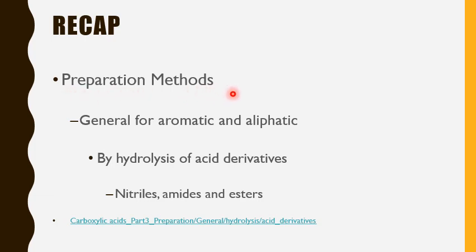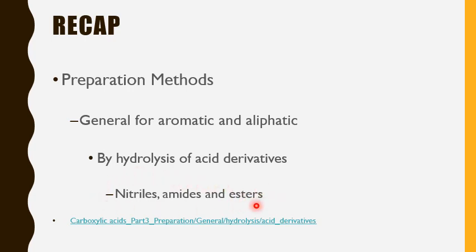the preparation methods for carboxylic acids, and within that we have specifically seen the general method of preparation for aromatic and aliphatic, which includes the hydrolysis of acid derivatives. As we have seen, the acid derivatives include nitriles, amides and esters. Nitriles have the functional group CN, cyano, and are also called cyanides, and amides have CONH2, and esters have the COO functional group.